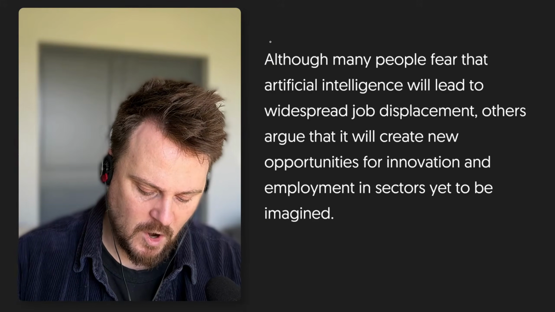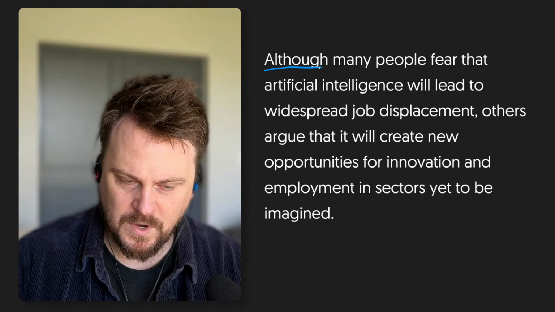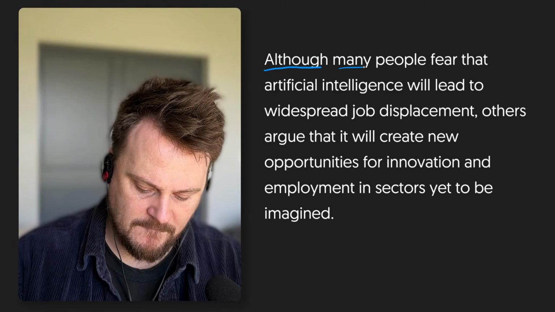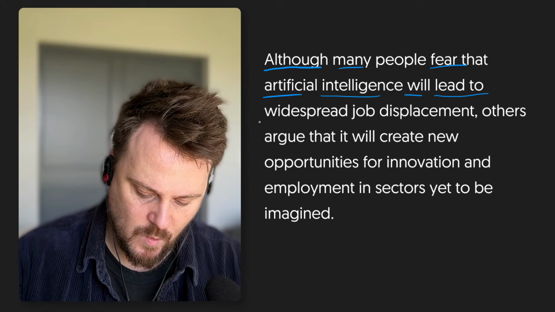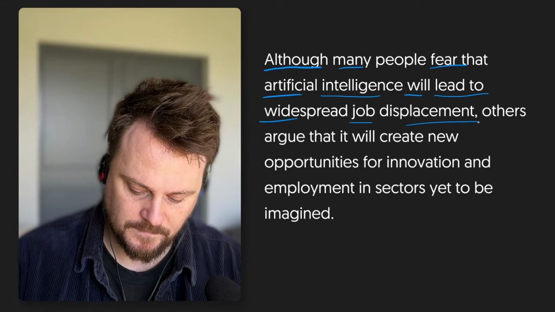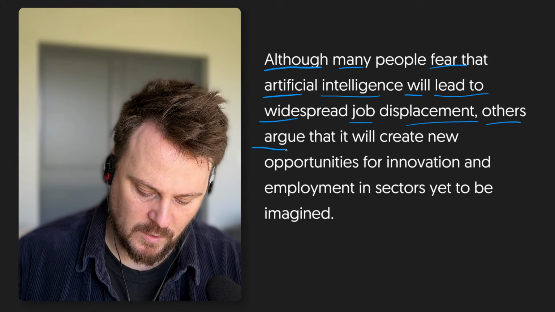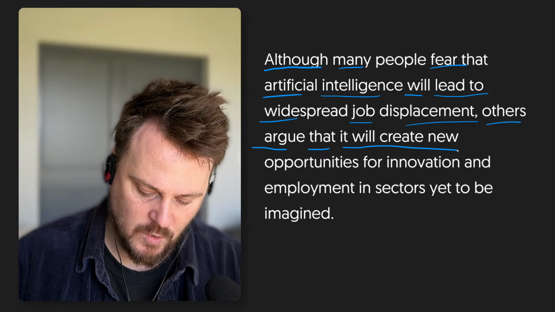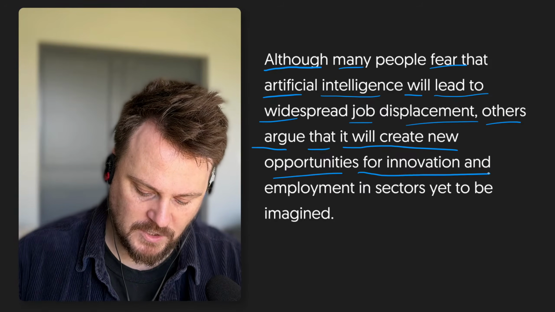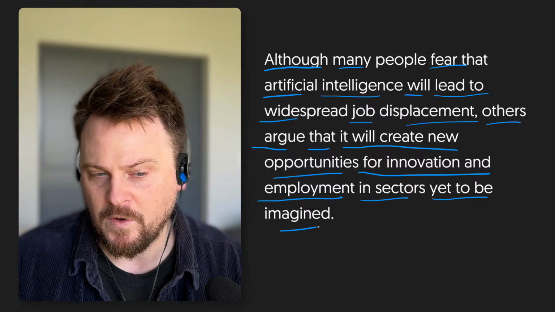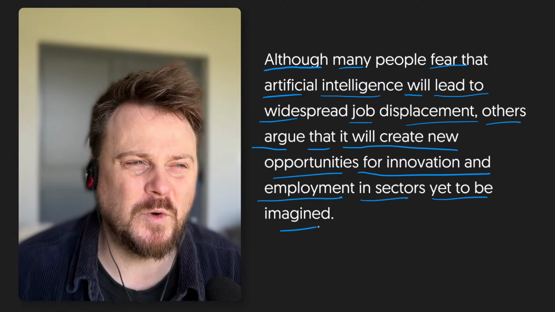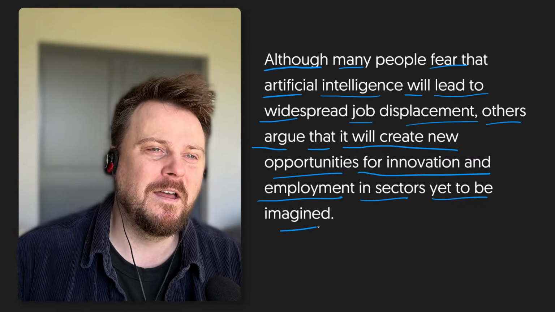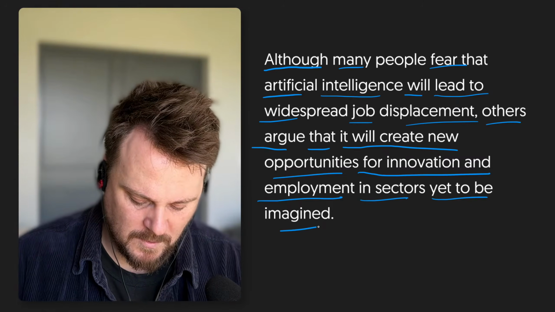The first sentence: Although many people fear that artificial intelligence will lead to widespread job displacement, others argue that it will create new opportunities for innovation and employment in sectors yet to be imagined. Now, at first glance of that, we might say, oh my God, it's too hard. That's complicated. What's going on?